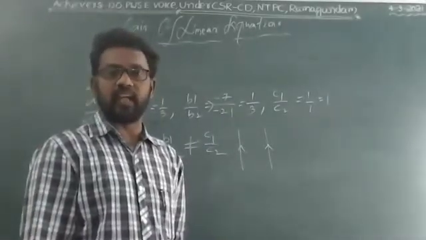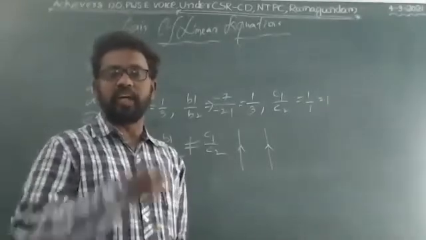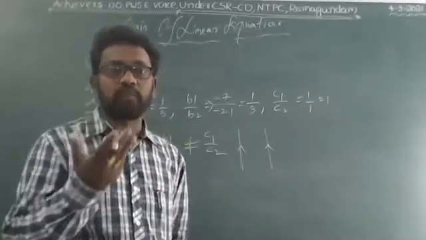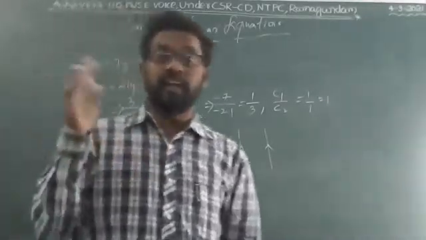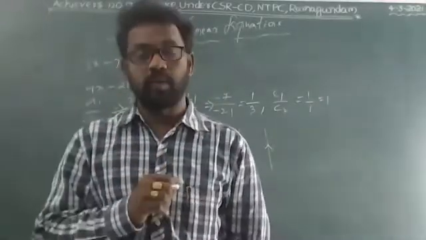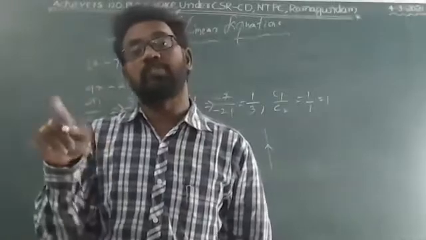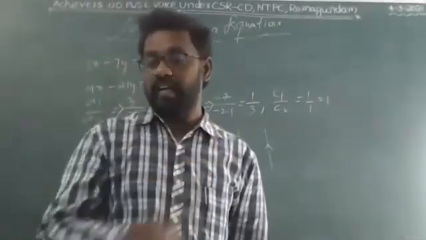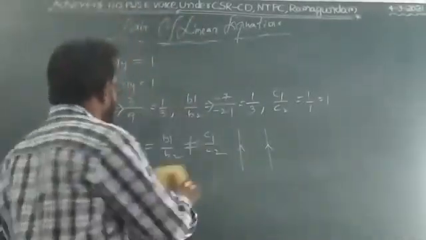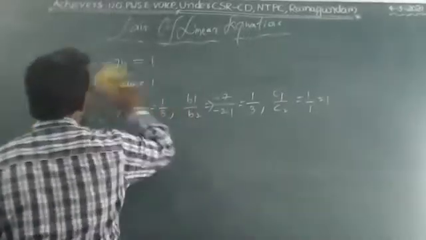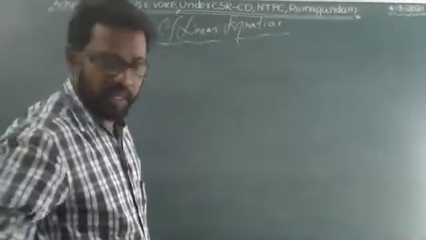Now you can understand, I think so, children. Lines are intersecting when a1 by a2 is not equal to b1 by b2. If those two are equal and the third one, c1 by c2, is not equal, they are called parallel lines. We'll go with the dependent lines. We'll see one more example of dependent lines.